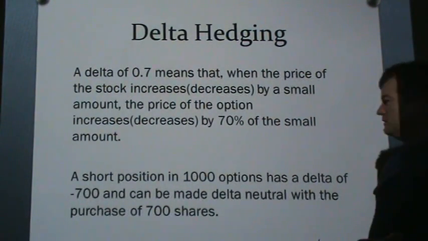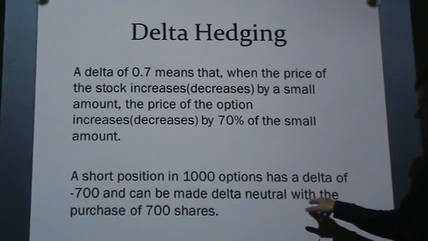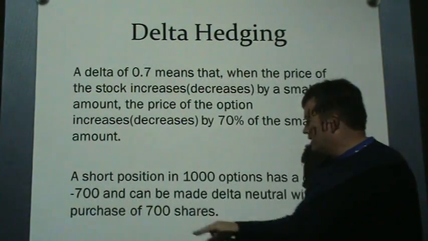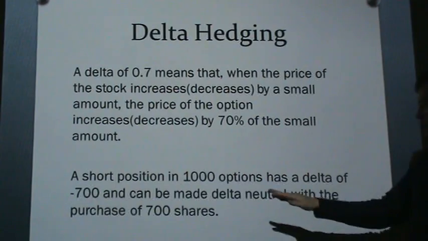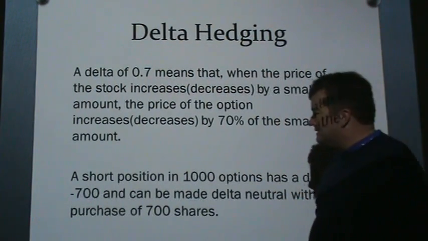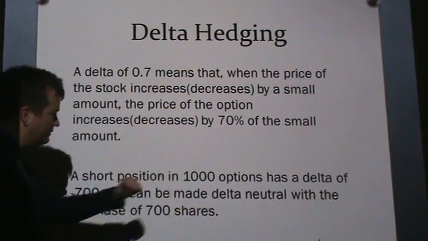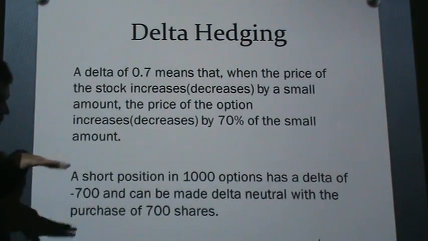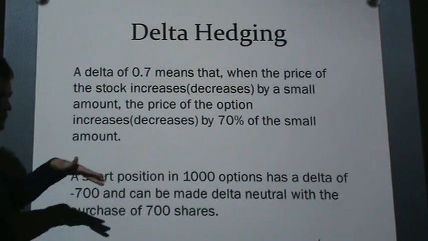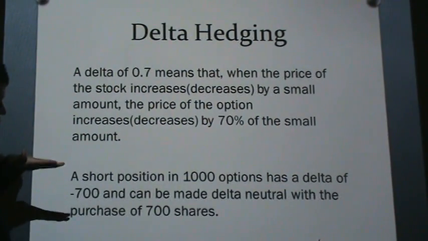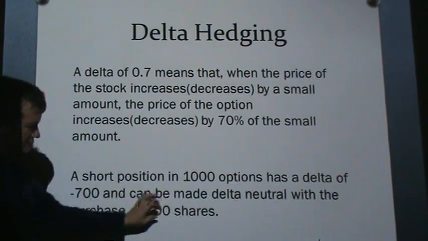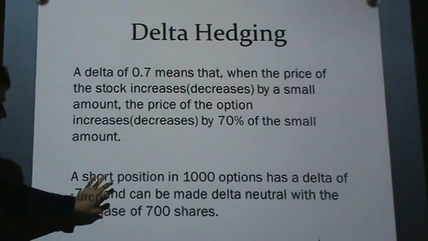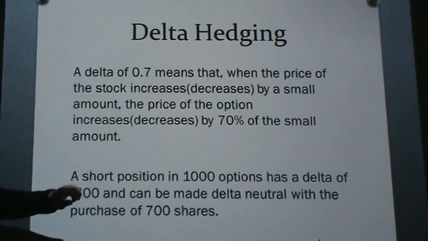So, for example, a short position of 1,000 options has a delta of minus 700, if this was the case, if it was 0.7. So you can make this delta neutral by going out and purchasing 700 shares. That's basically saying if you have 1,000 call options, you're worried about the stock going down. If the stock goes down, your call values will start going down at 70% of the rate at which the stock goes down. So if you bought 70% as many shares, then any change in the underlying stock would get canceled. So you would be hedged, meaning you're avoiding taking a loss.